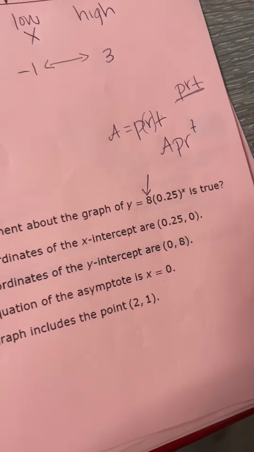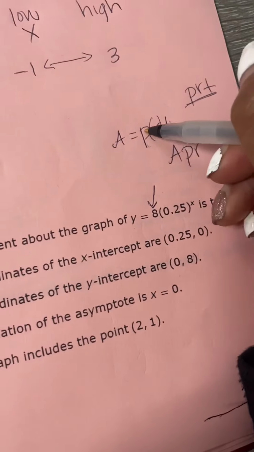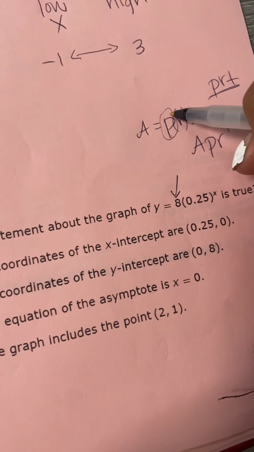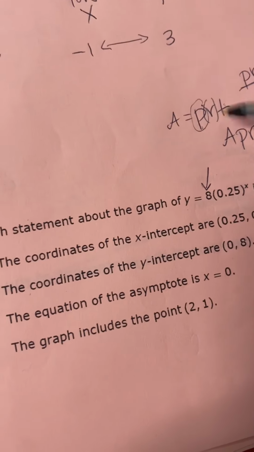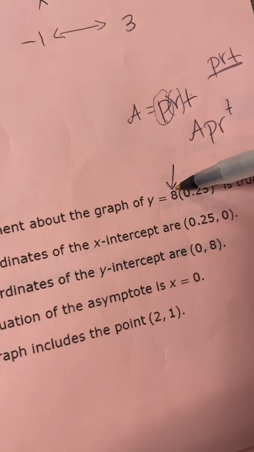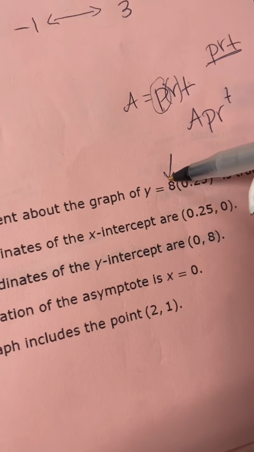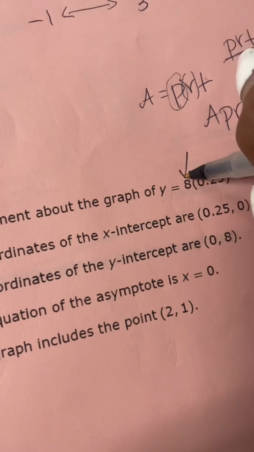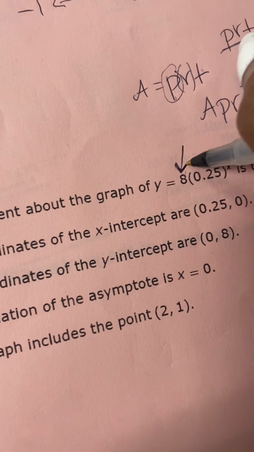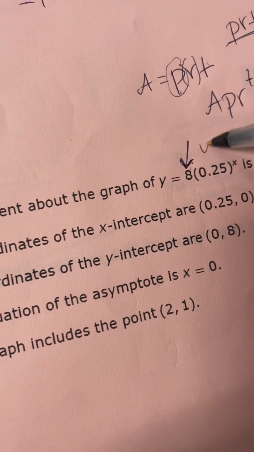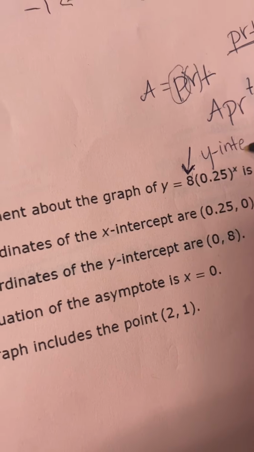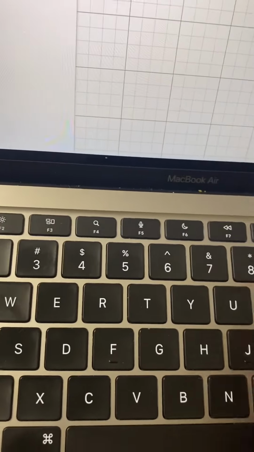That first letter represents what? We learned about principal, right? Your principal. What is another word for principal? Principal is your starting value or your y-intercept, right? So we'll put this into Desmos and you'll see what I'm talking about.